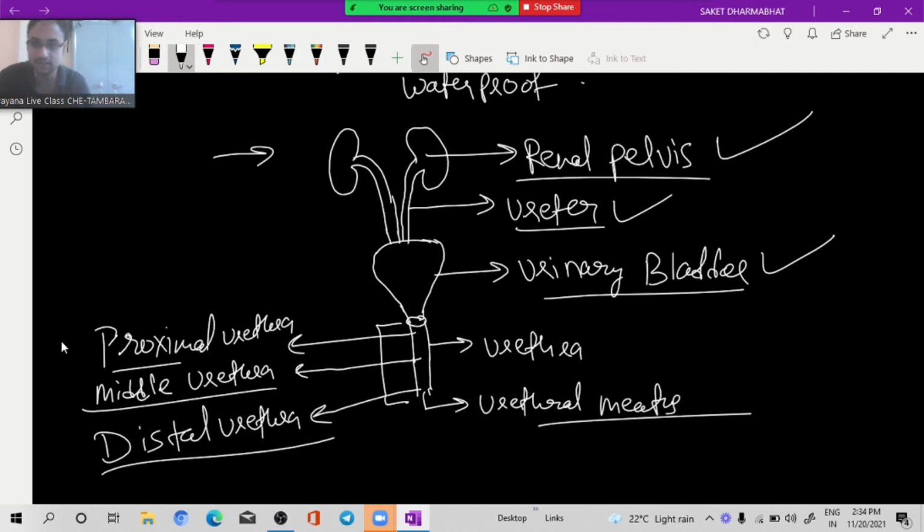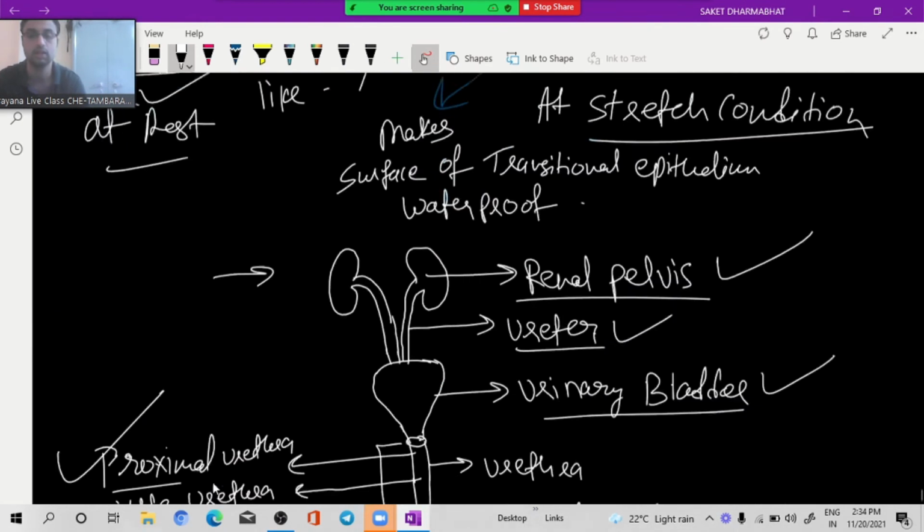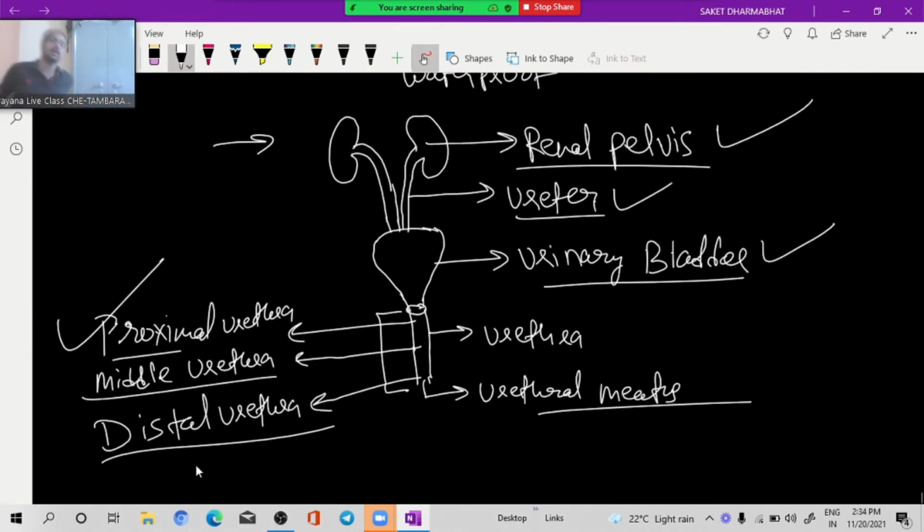So, in this proximal urethra, renal pelvis, ureter, urinary bladder, proximal urethra, they are lined by which epithelium? Transitional epithelium. So, transitional epithelium is found in renal pelvis, ureter, urinary bladder, and proximal urethra. Proximal means what? Near. Near to the urinary bladder is this proximal urethra. Distal means what? Last. So, in middle and distal, which epithelium you will get?